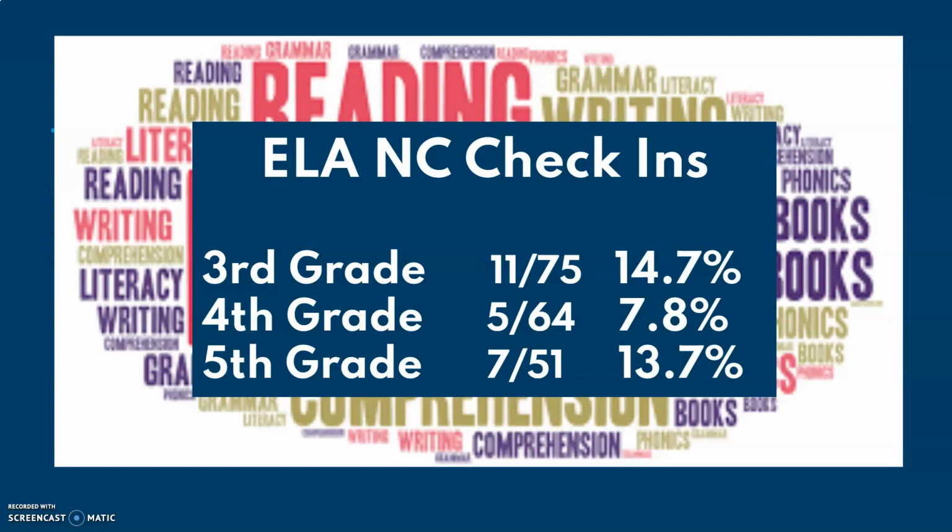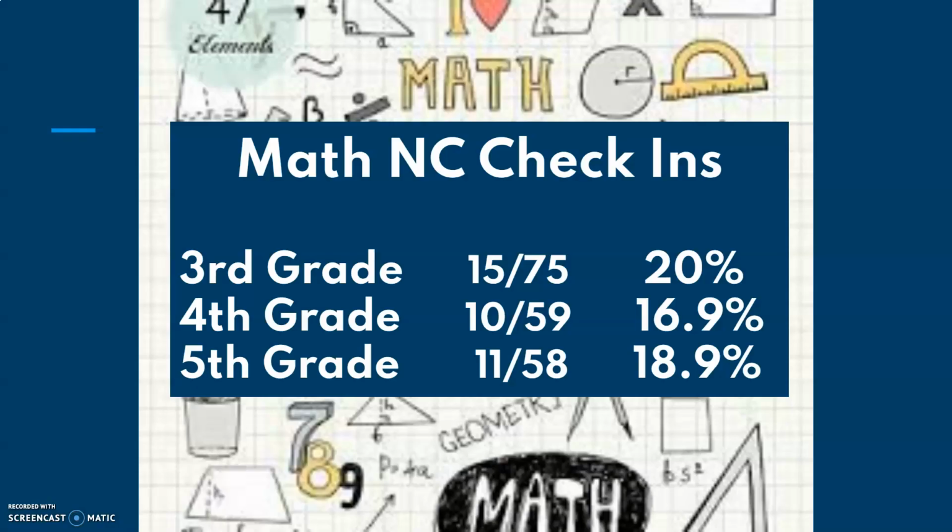For our ELA NC check-in ones, our third grade was at 14.7% proficient. Our fourth grade was at 7.8% proficient, and our fifth grade is at 13.7% proficient. This is just a reminder that this is a check-in to see about instruction at this time. Our teachers use this data to see what standards need to be instructed more, what standards our students have a stronger grasp on, and it's really just supposed to lead our instruction moving forward.